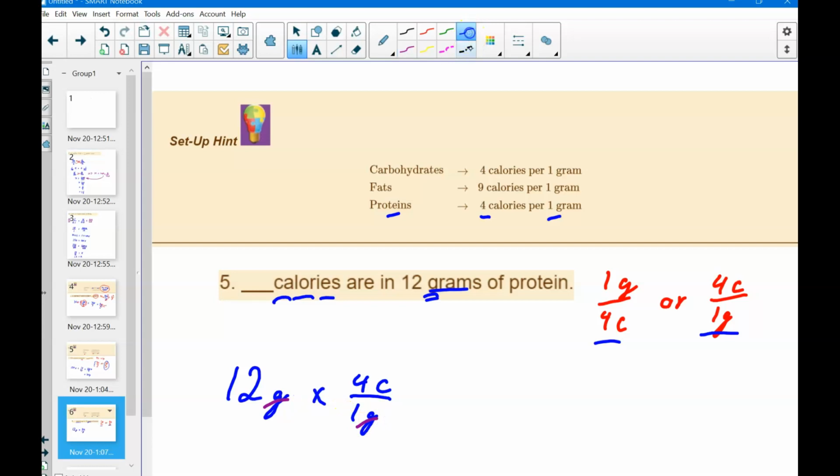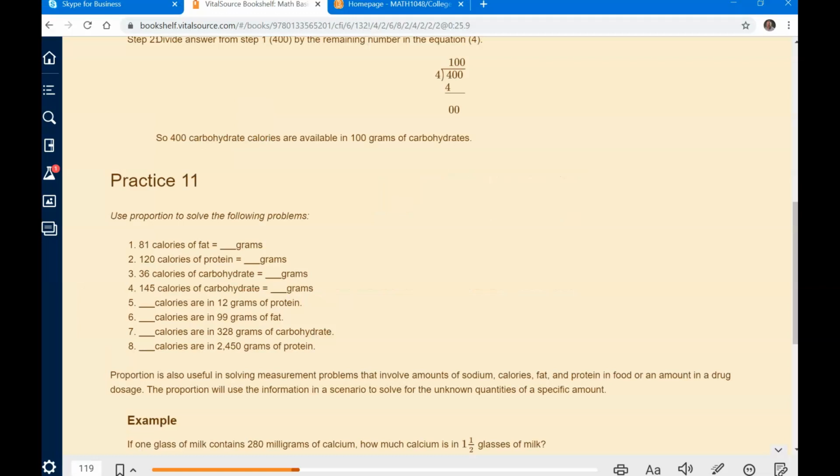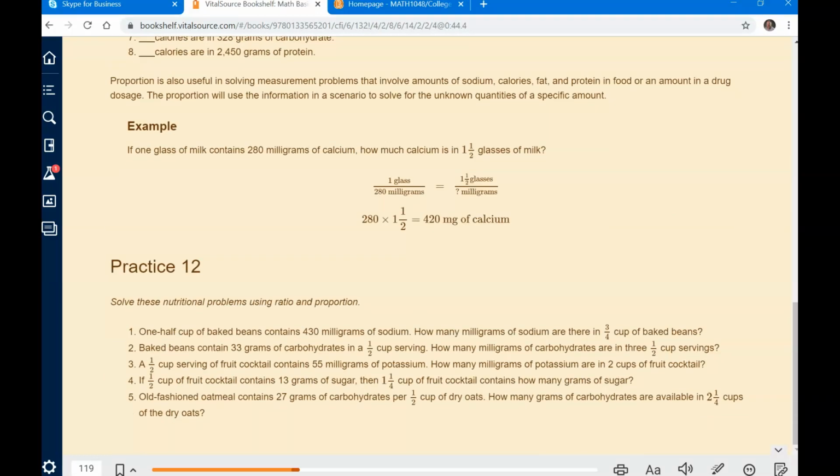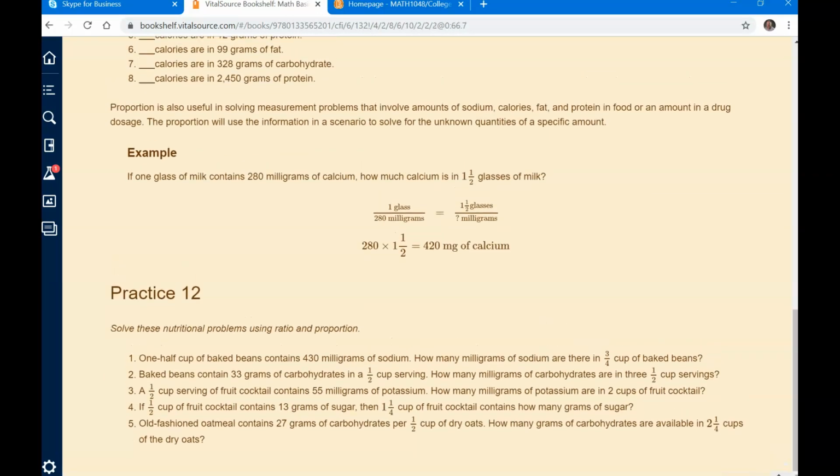And I have 48 calories. That makes sense? So everyone seems to be fine with that. Let's move along to something different.